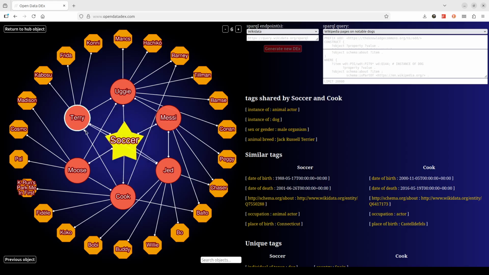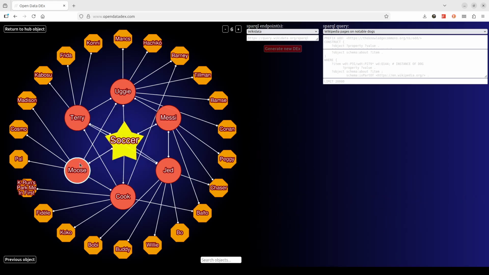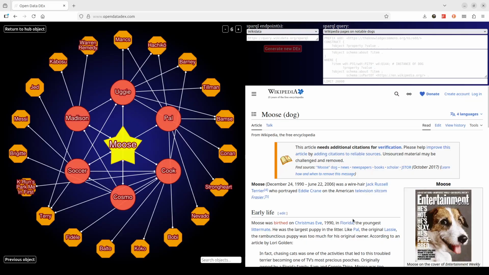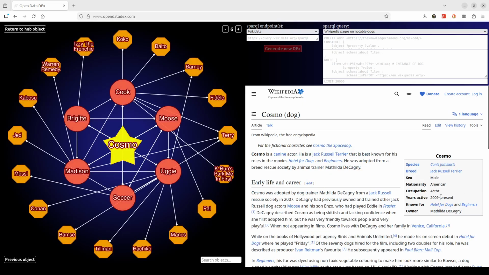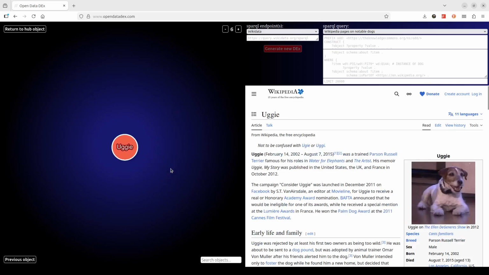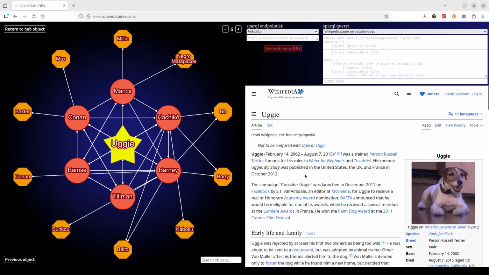So let's see here. I think Moose also played Eddie on Frasier, a favorite show of mine. And so yeah, we see Soccer, Cook. Let's see what some of these other dogs are. Another Jack Russell actor. Let's see who Uggy is. Another Jack Russell actor. So yeah, we're in a little cluster that's really nice of these Jack Russell Terrier actors. Let's get out of that.